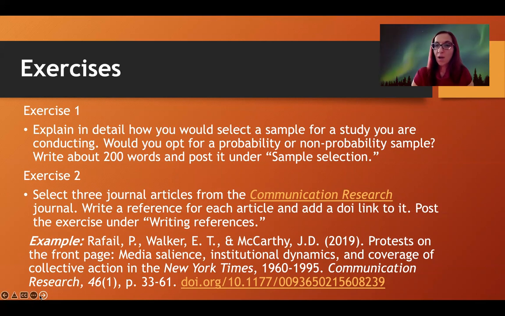And with exercise 1, you should be prepared to write this first portion of the method section that will basically ask you to define and explain which sample you're going to use for your study.